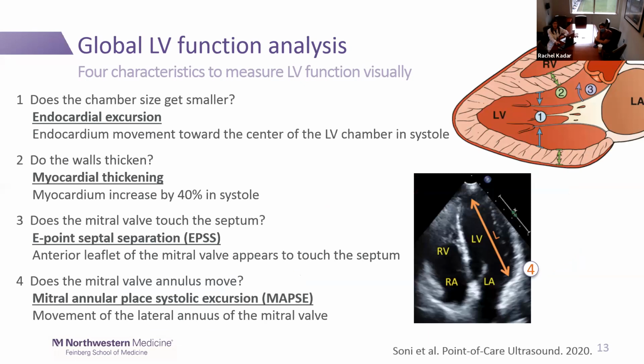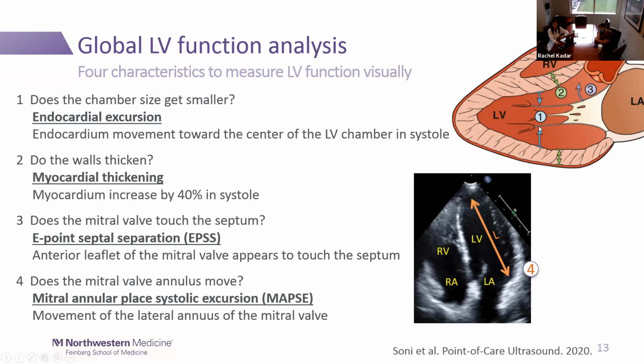More specifically, I'm looking at 1, endocardial excursion. So does that endocardium move towards the center of the chamber in systole? So if I put my cursor right here, are those walls coming in towards my cursor? 2 is going to be myocardial thickening. The myocardium should increase by about 40% in systole. So I'm taking my eyes and I'm going around the myocardium and looking at each area to see that it actually thickens.